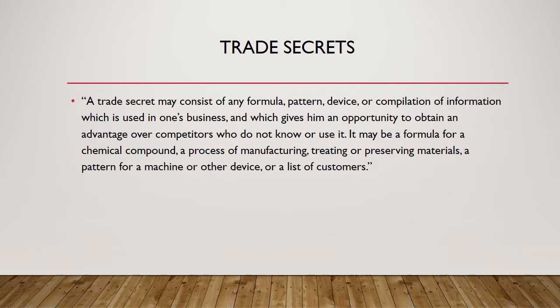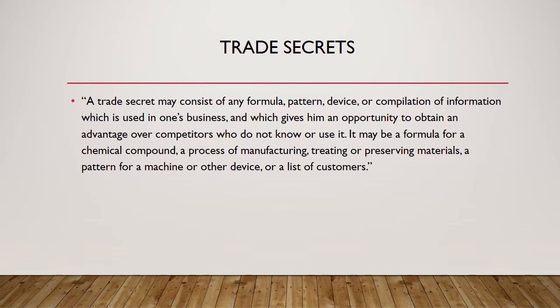So here is the most common definition that's given of trade secrets, and it's a good one. It's from the Restatement First of Torts. A trade secret can consist of any formula, pattern, device, or compilation of information that's used in one's business and which gives them an opportunity to obtain an advantage over competitors who do not know it or use it. It can be a formula for a chemical compound, a process of manufacturing, treating, or preserving materials, a pattern for a machine or other device, or a list of customers.